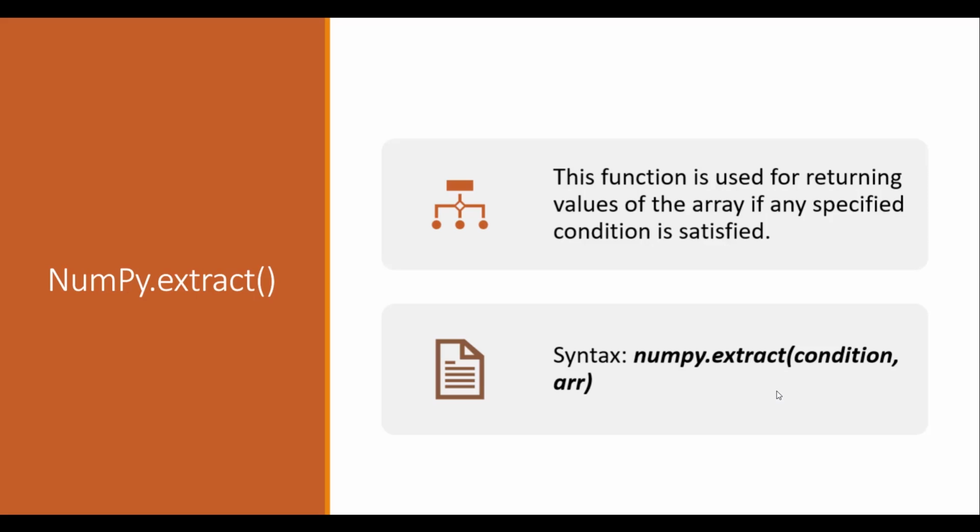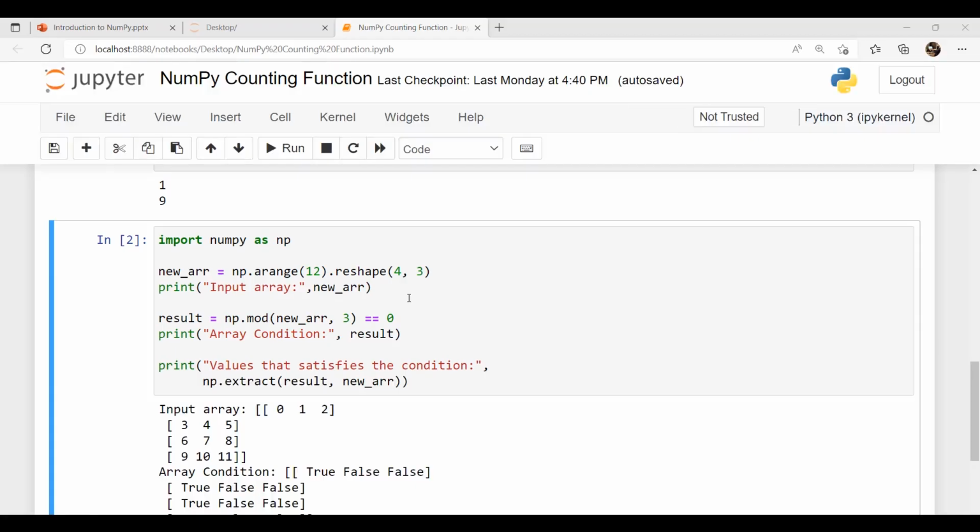Now let's take an example and understand the working of numpy.extract function. So in this example, an input array is created with values 0 to 12. I have used the np.arange function, and within this function I have assigned the value 12 with the reshape function 4 comma 3, which means the number of rows will be 4 and the number of columns will be 3, and display the result.